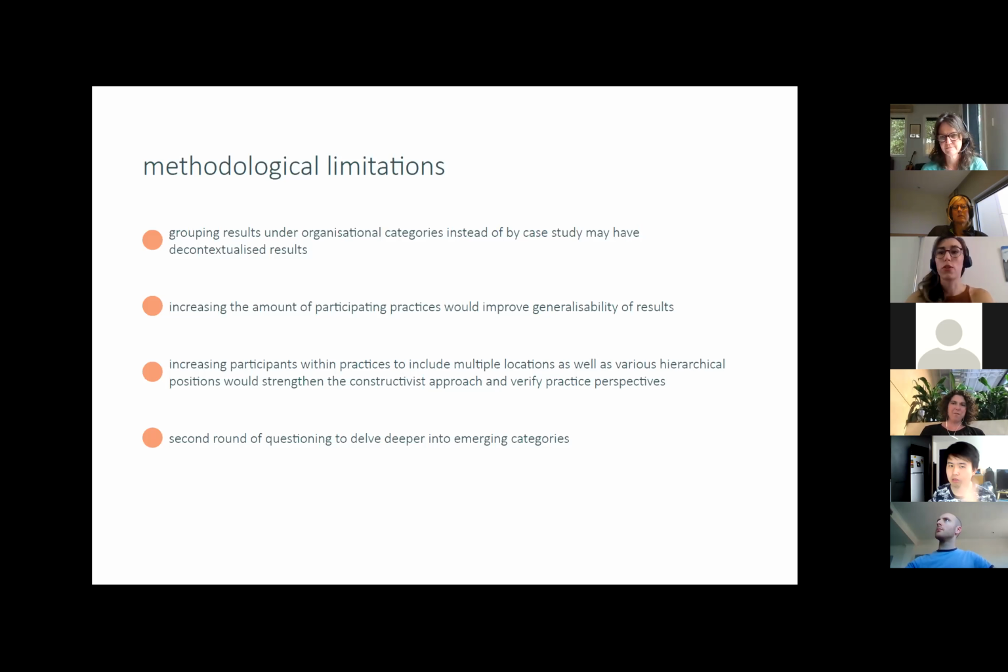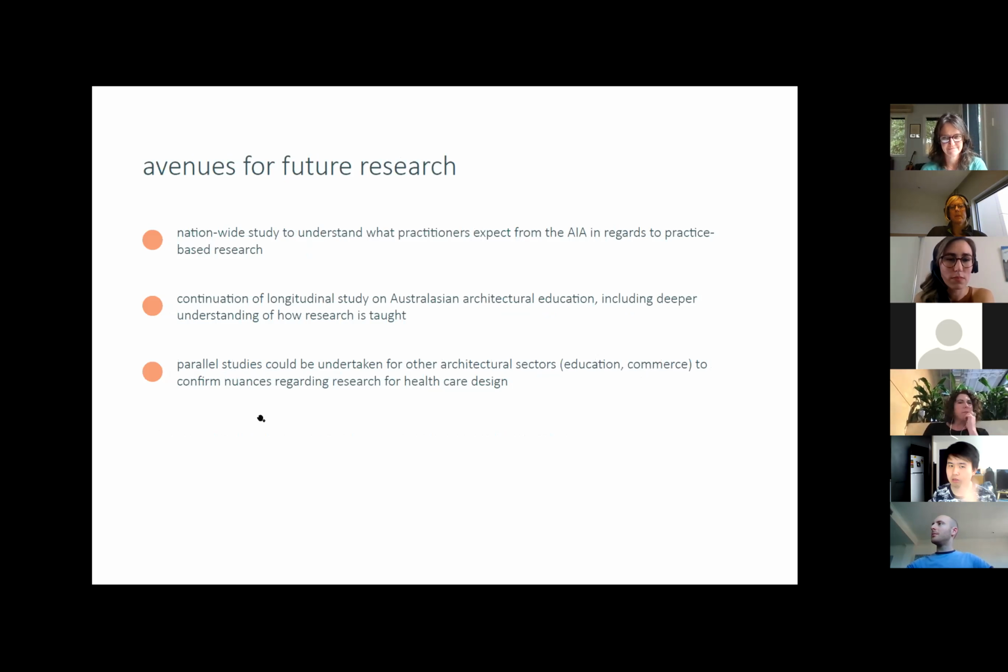Sometimes, you know, your third participant will come up with a new piece of information, but you can't go back and ask the first and second participant that question. So that would have been really great to do.